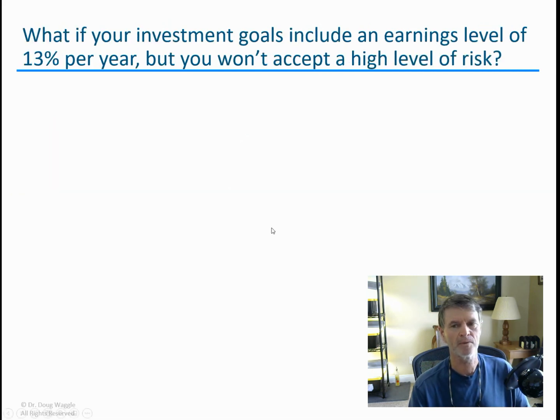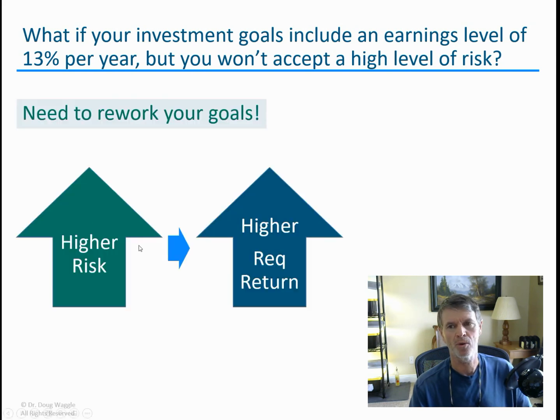Okay, here's another thought-provoking question here. What if your investment goals include an earnings level of 13% per year, but you don't want a high level of risk? You're not willing to take on a high level of risk. Well, actually, this one has no good answer. Your goals are not reasonable. You're not going to get 13% with low risk. So to get 13%, you're going to have to take on a higher level of risk.